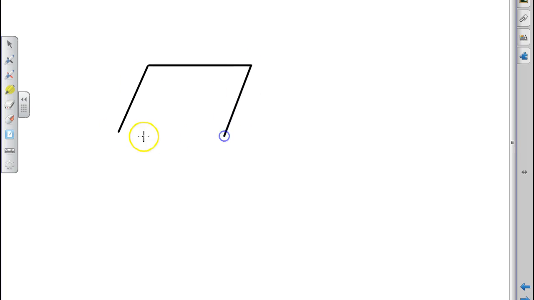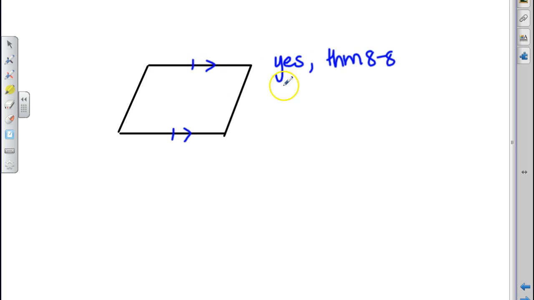Is this quadrilateral a parallelogram? And if it is, then how do you know? So you can pause the video, come back. All right, so now that you're back, yes, this is a parallelogram. Theorem 8.8 says if opposite sides are congruent and parallel, or parallel and congruent, then we're dealing with a parallelogram. Opposite sides are congruent and parallel, parallelogram. All right, let's try another one.